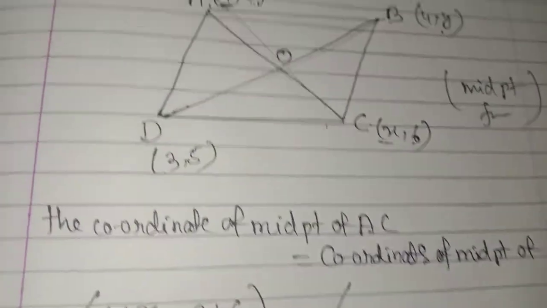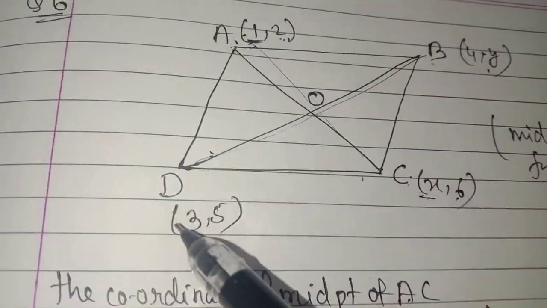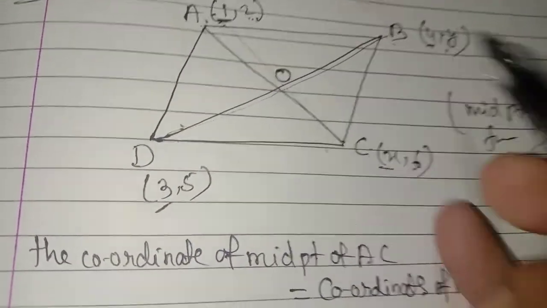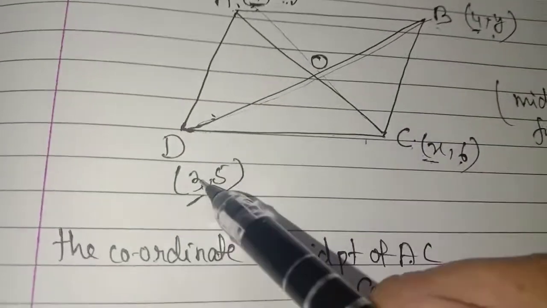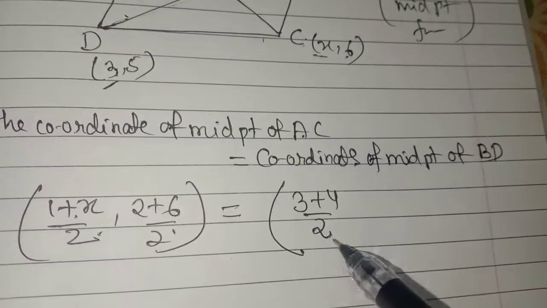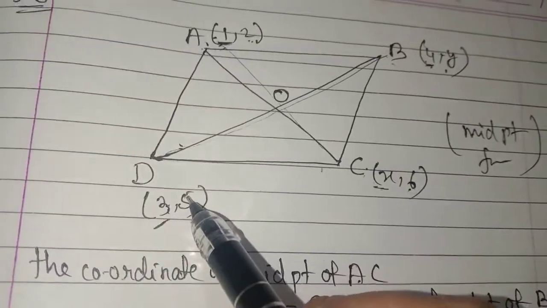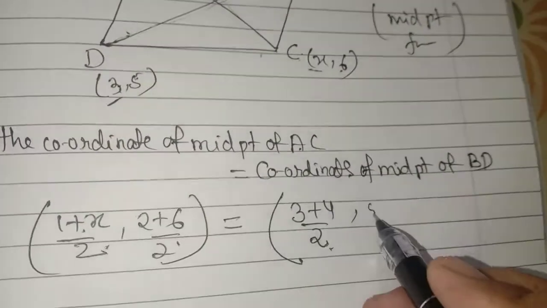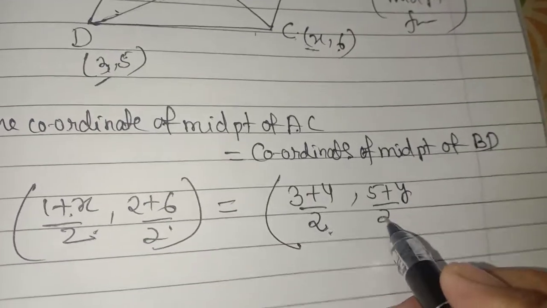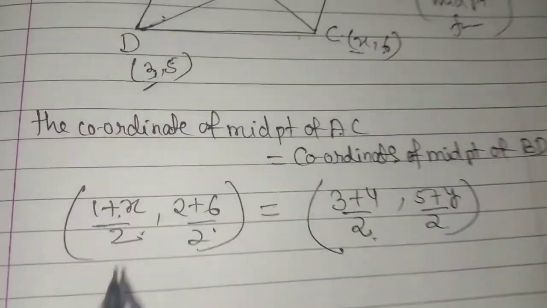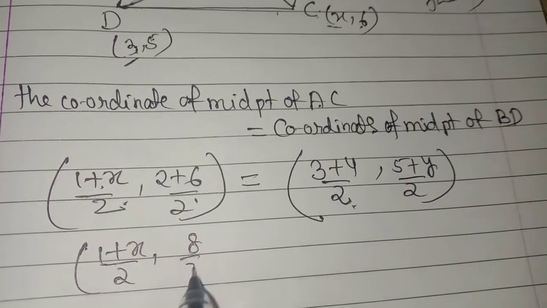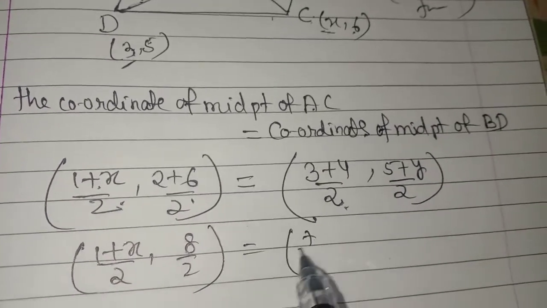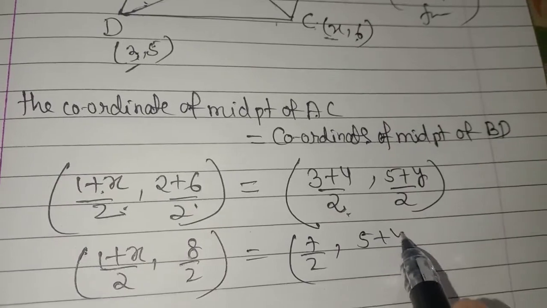That is equal to, now I am going for BD. It is x1 plus x2, so I will write here (3 plus 4) upon 2. See here, (3 plus 4) upon 2. Clear? And y1 plus y2, (5 plus y) upon 2. Okay. Now if I solve (1 plus x) upon 2, it is 8 upon 2. And here it is 7 upon 2, (5 plus y) upon 2.